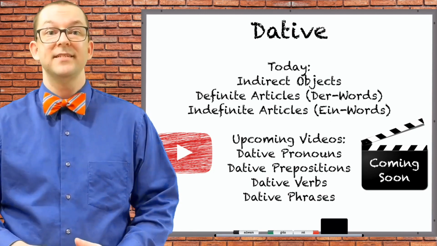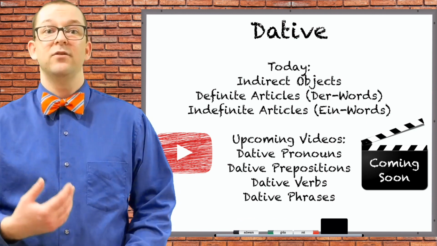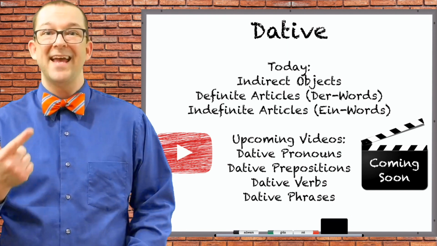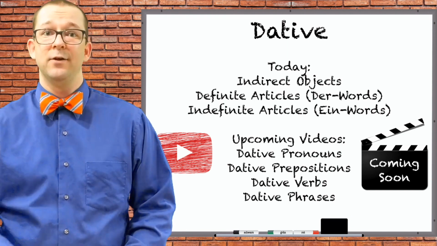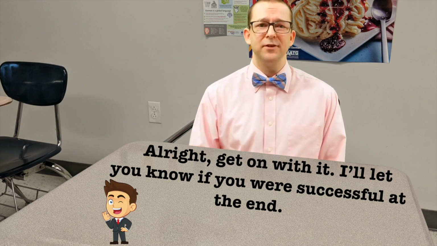Over the next several lessons, I will teach you all of the things that you need to know about the dative case. Today, we will tackle the dative case as it's used with indirect objects. This includes definite and indefinite articles, der words and ein words. Alright, get on with it. I'll let you know if you were successful at the end.